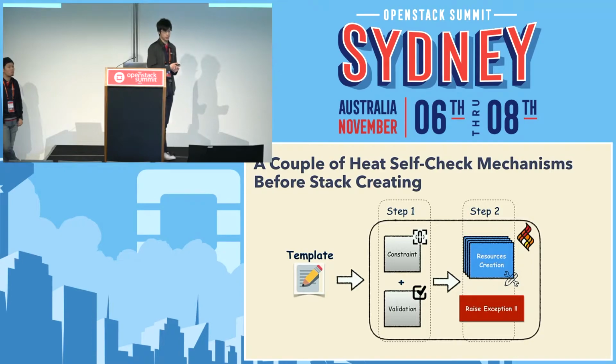Luckily, Heat provides some features to handle this resource creation failure: constraints and validations. First, we create a template and send the template to Heat, and Heat will do the constraint and validation checks. If some error happens, the constraint and validation mechanism will raise an exception. Otherwise, the resource creation will proceed and make the stacks.